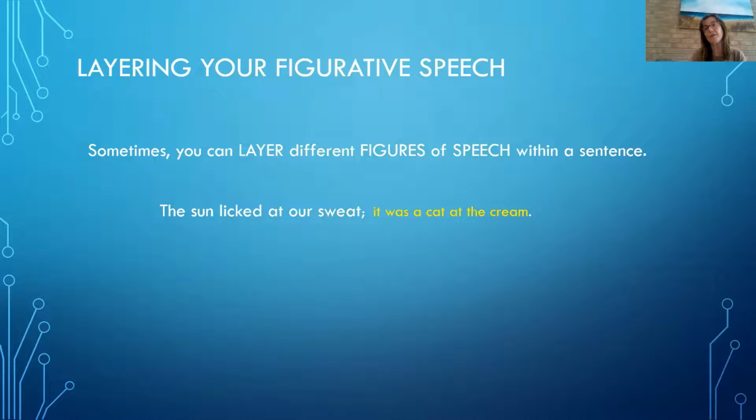And the second part of the sentence, it was a cat at the cream, the second clause within that sentence. Can you spot which one that is? Is it a simile? Is it using like or as? No. Is it saying it was something else or it is something else? Yes, it is. Did you spot it? It's a metaphor. Okay, now it's your turn. Oh, no, that's personification, and that is the metaphor.